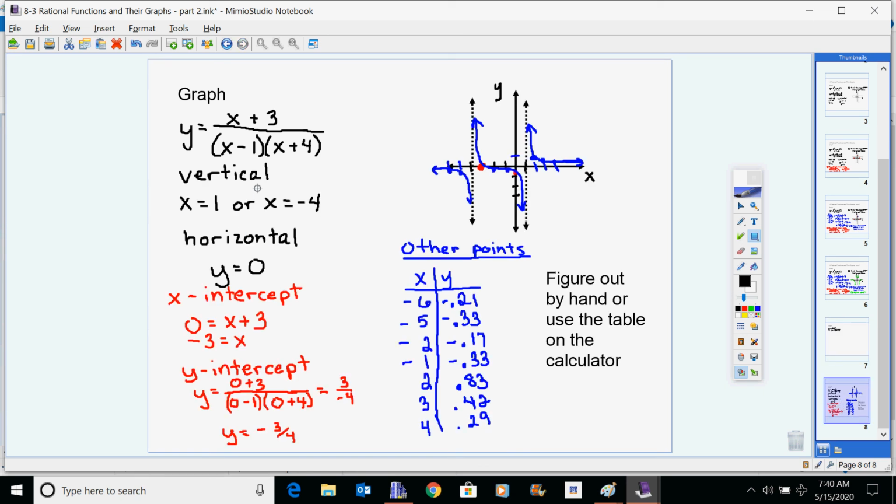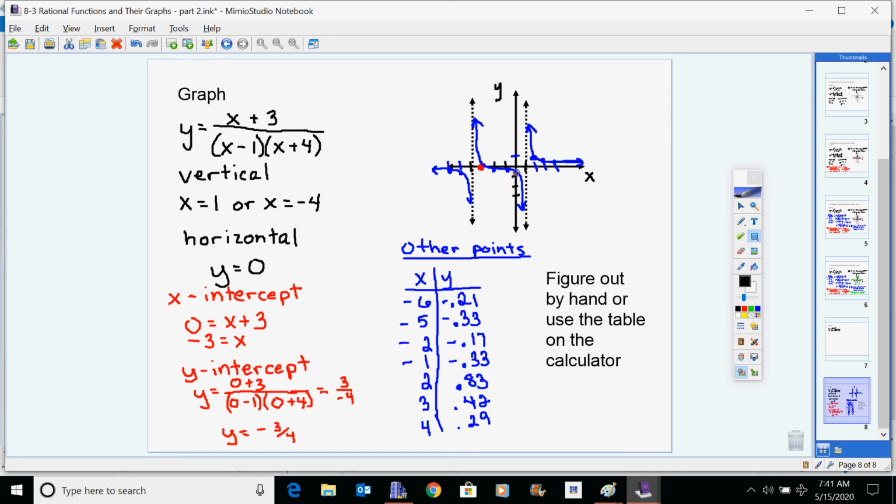Okay, you've hopefully had enough. Vertically, we have x equals 1 or x equals -4. Those are our asymptotes. Horizontally, y equals 0, because if we were to multiply out this denominator, you would have an x squared in the denominator. So the numerator exponent will be less than the denominator exponent. So horizontally, we have y equals 0 as your asymptote. X-intercept, we would plug in and get -3. Y-intercept, we would plug in and get -3/4.